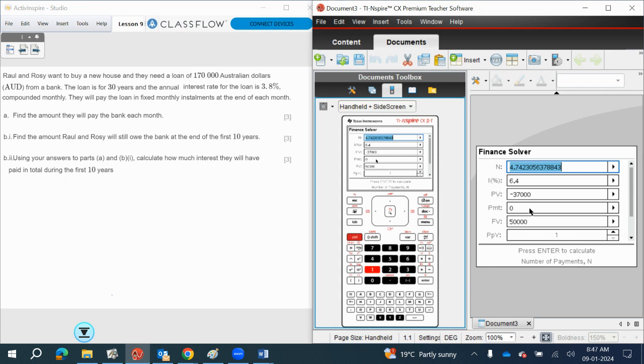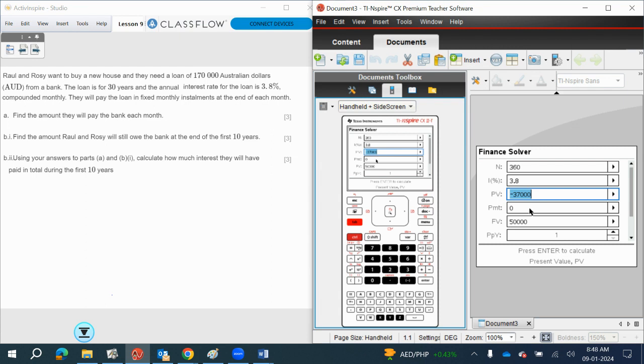So because we have a monthly payment, N is going to be the number of payments. If we don't have a regular payment, N is the number of years. Always think this way. So if we are going to have 30 years and 12 payments a year, that gives us 360. Our interest rate is 3.8%.